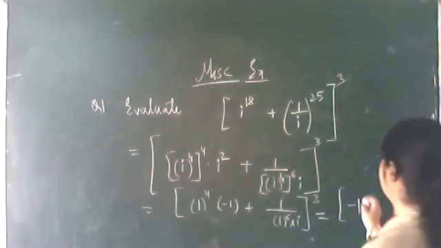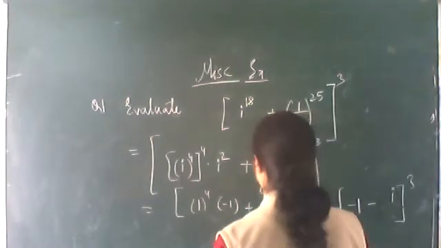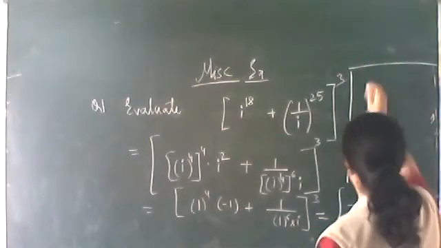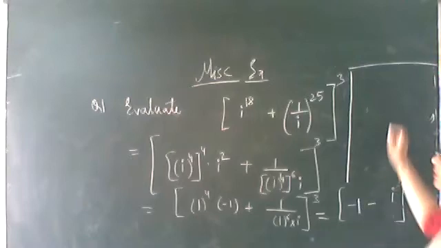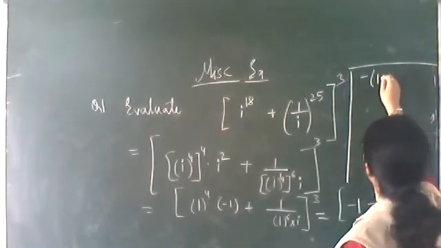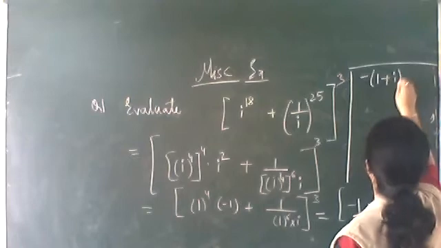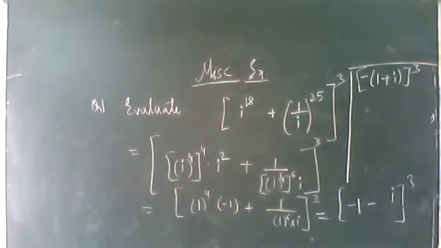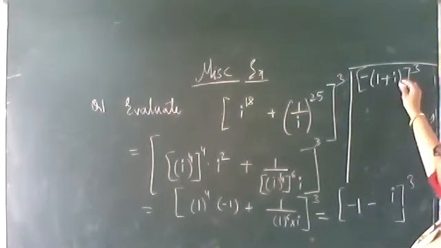Now can we take minus common? Can I take minus common? I'm doing it here. Yes, minus common, 1 plus iota whole cube. Can I write this way? I have taken minus common from here: minus, then 1 plus iota whole cube.